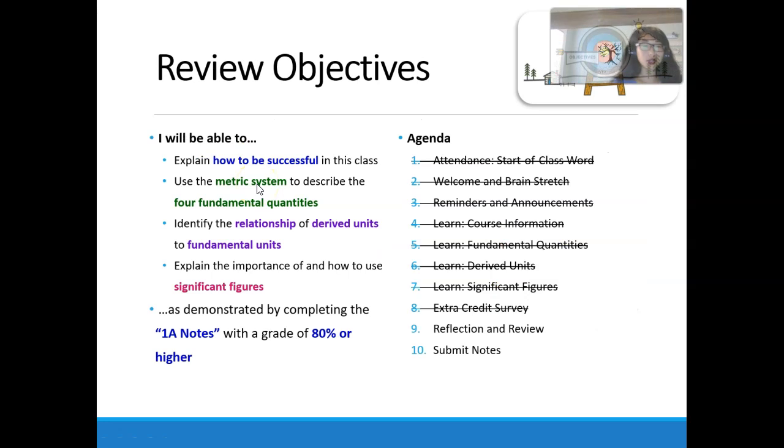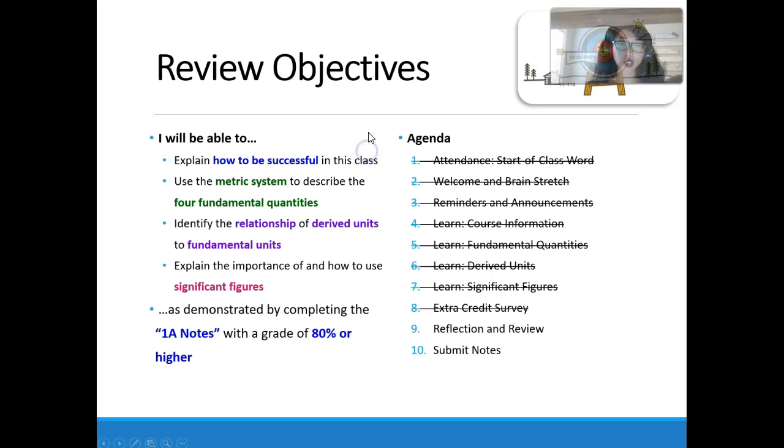Okay, so at this point, we talked about how to be successful. We talked about the metric system and the 4 fundamental quantities. We talked about how we get derived units from fundamental units and how to use significant figures and why they are important. Again, at this point, you should have completed your 1A notes.